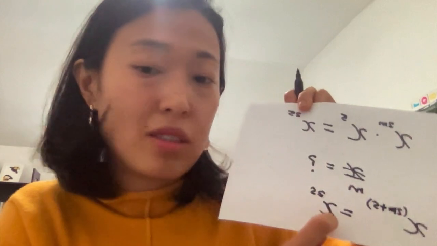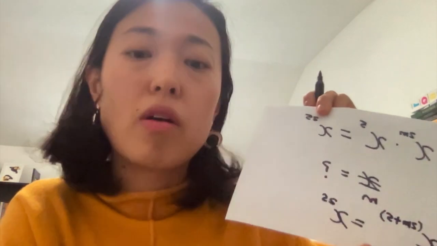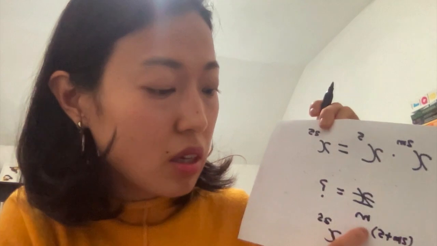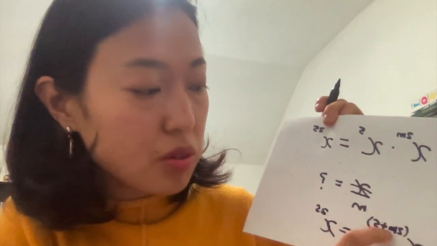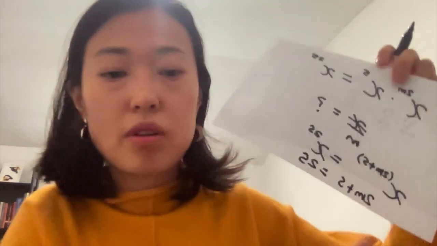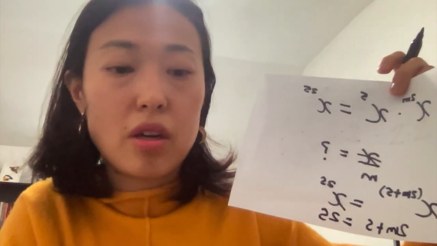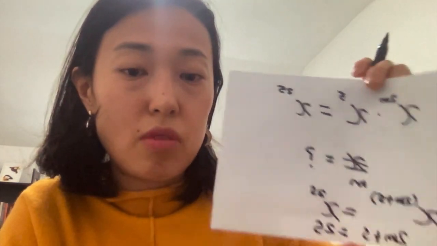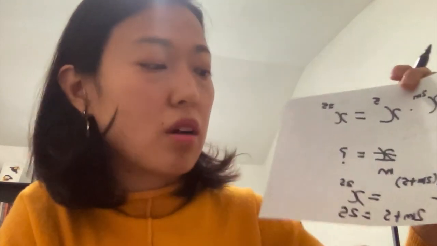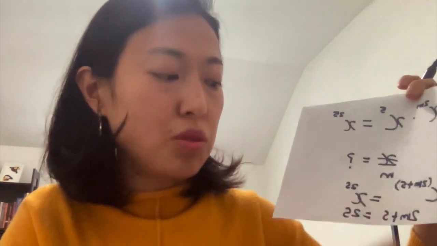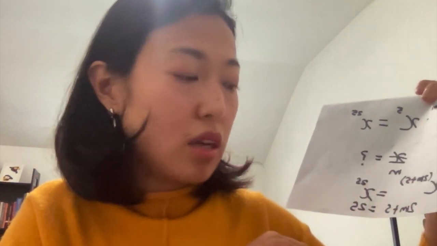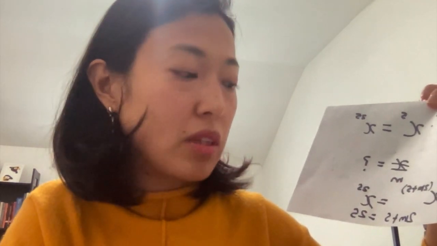So since the bases are the same, we can ignore them now and just focus on the exponents. So this ultimately we can simplify to 2m plus 5 equals 25, and we can solve for m from here. And what would that be? Right, subtract 5 from both sides. So 2m equals 20. And then divide both sides by 2. So m equals 10. Yeah, that's it. Great job.